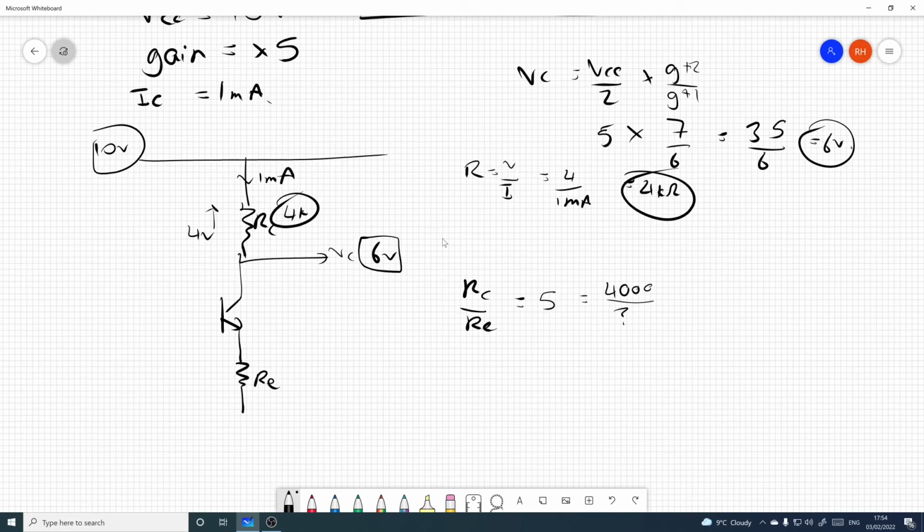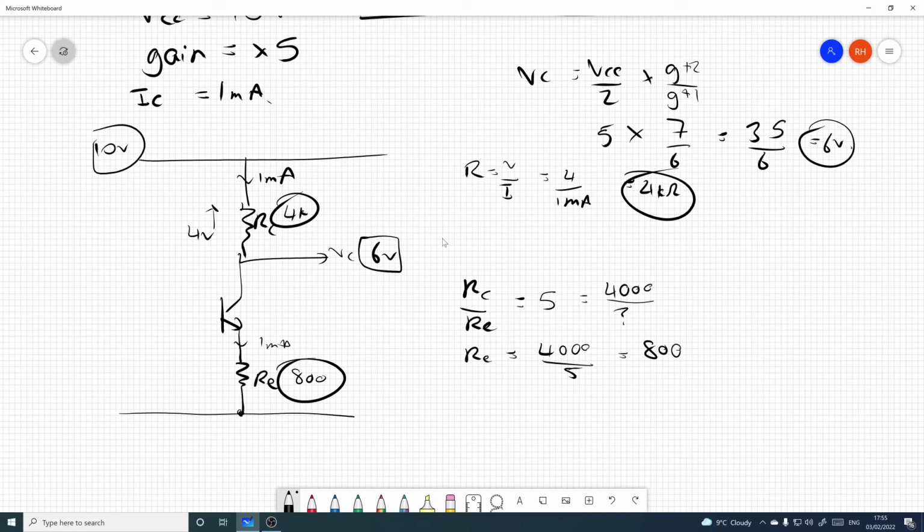So if you jiggle that around, you'll see that RE equals 4,000 over 5 equals 800 ohms. Probably in reality you'd choose 820 or something like that. But that means that we've got 800 ohms there. Goody goody, we're making progress. Sorry, let's draw the ground lines in. Now we'll also have a milliamp coming down here.